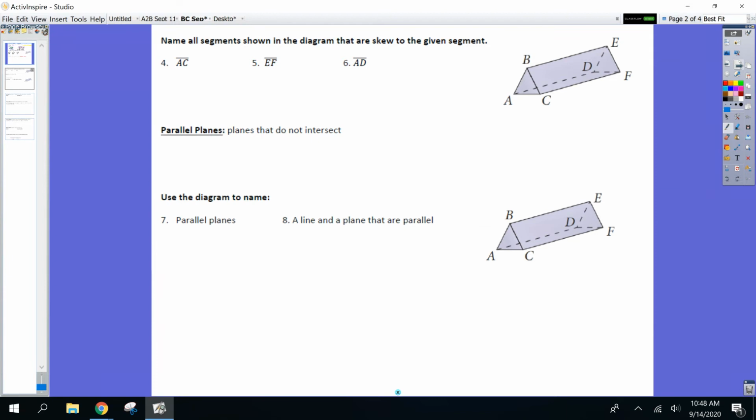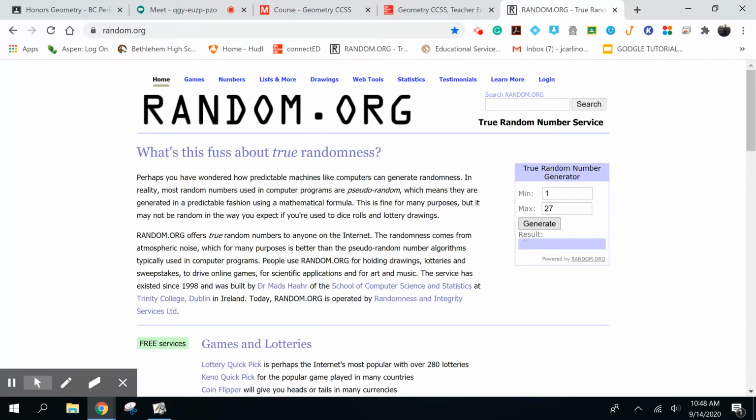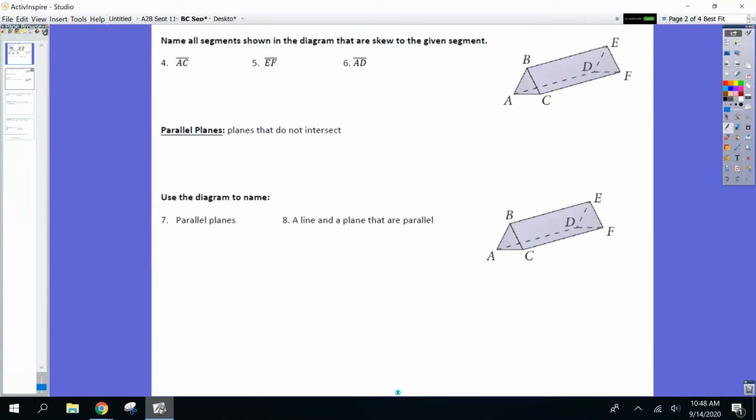All right, same diagram. AC. Give me a line that's skewed to AC. Can't be on the same plane. Can't be parallel, and they'll never intersect each other. Give me something that you think is skewed to AC. And if you're wrong, that's fine. Who cares? This is a tough concept to get. Gideon, go ahead. What do you think is skew to AC?